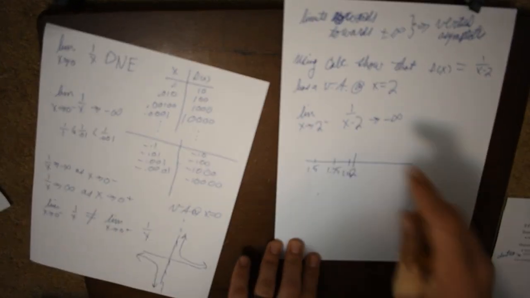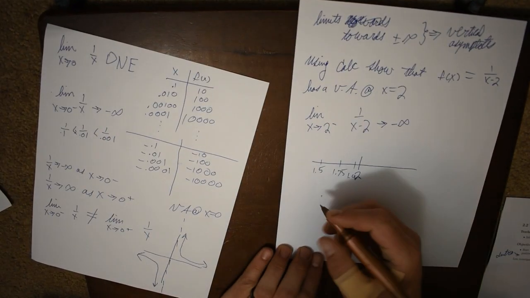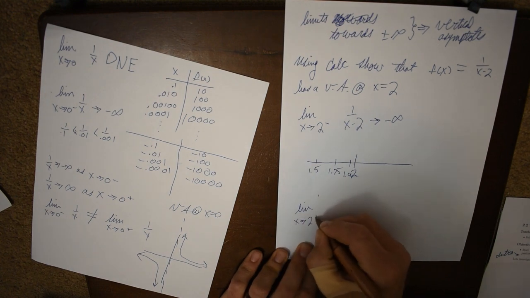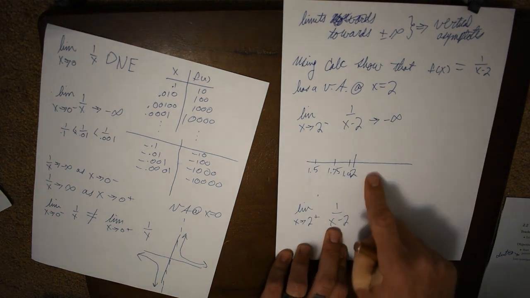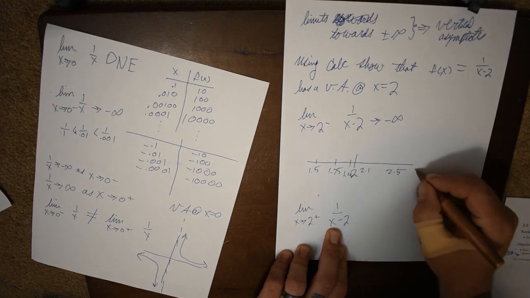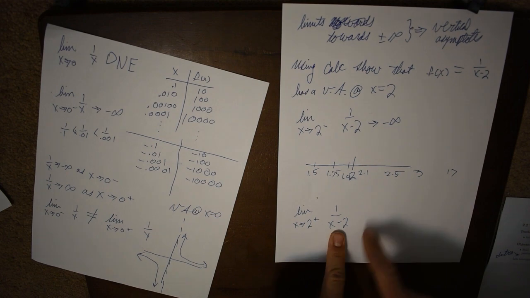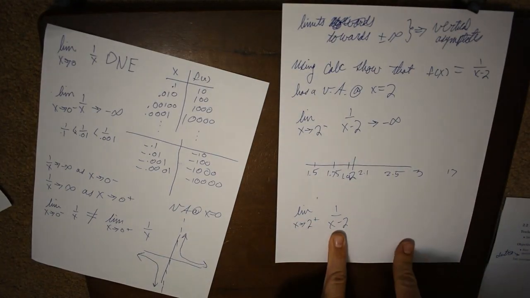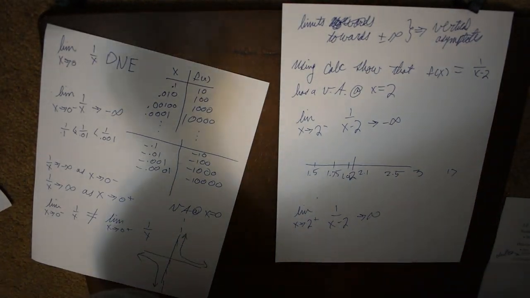Similarly, and this is enough to show that a vertical asymptote exists. Similarly, we could say that the limit as x approaches 2 from the right of 1 over x minus 2. Well, now we're over here from the right. We've got numbers like 2.1, 2.5, 3, 17's way out there. When we take 2 away from it, these numbers are always going to be positive. They're going to get really small, but they're always going to be positive. So this thing is going to tend towards positive infinity.